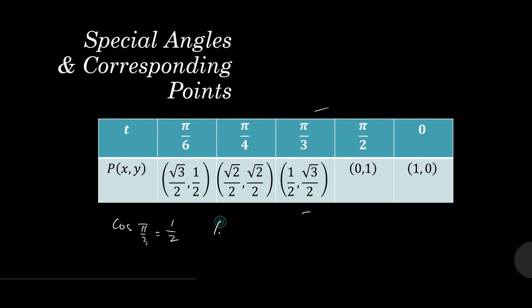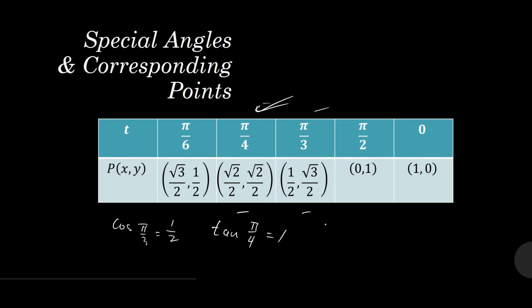Let's say, for example, tangent of pi over 4. So you know tangent to be y over x. So you go to this cell, to this box, pi over 4, and the corresponding point for that is this one. So when you get y over x, it's just equal to 1.